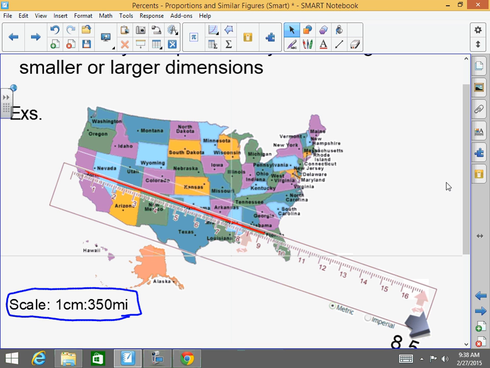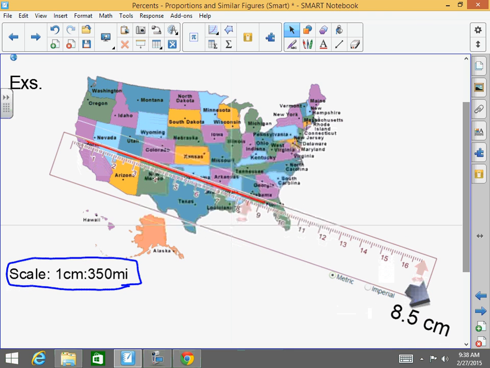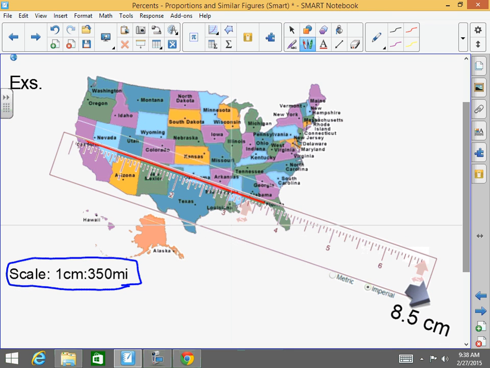On this ruler, you can see the red highlighted part of the ruler here. This measurement of the ruler is 8.5 centimeters. That's going from California here to about Tallahassee, Florida over here. Okay? Roughly from California to Tallahassee on this particular metric ruler, it reads 8.75.